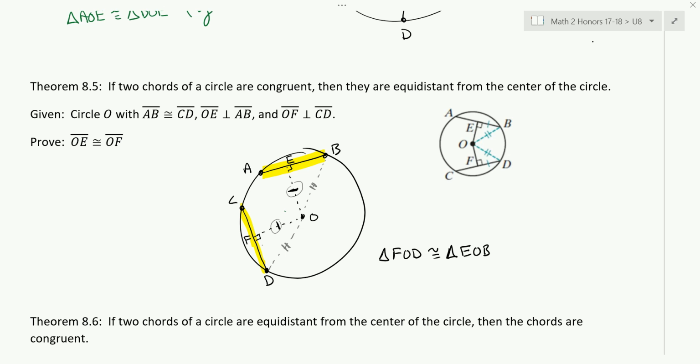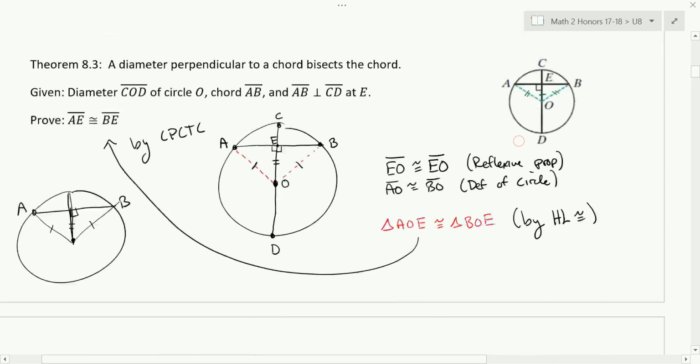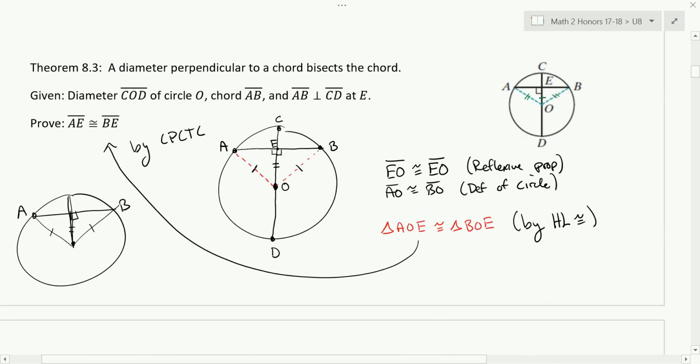Okay, let me give you a hint, guys. FD is going to be congruent to EB for a reason. Anybody tell me why? Good job. So she's pulling back from theorem 8.3.